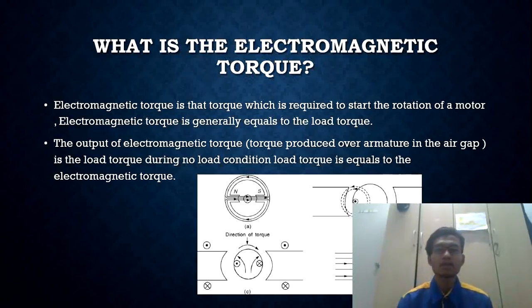Electromagnetic torque is the torque which is required to start the rotation of a motor. Electromagnetic torque is generally equal to load torque. The electromagnetic torque produced over the armature in the air gap is the load torque during no-load condition. Load torque is equal to the electromagnetic torque, so the electromagnetic torque and the load torque are directly proportional. When the electromagnetic torque increases, the load torque increases.